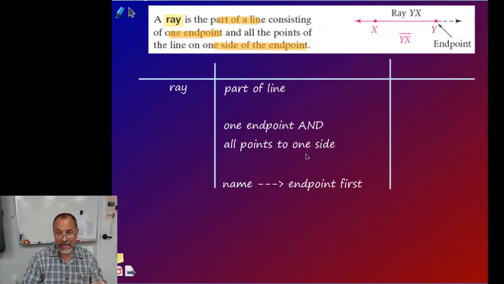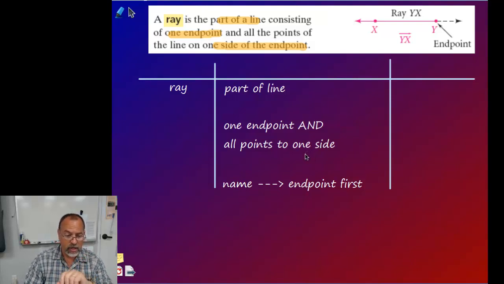Now, how do we name a ray? Okay, we have to be able to name these. So we're going to use two letters and we have to put the endpoint first. Now this is very, very important because this is different than naming a line segment. You remember when we name a line we can use two letters and the order didn't matter. We could use line AB or line BA, still the same line, no different. With a line segment we used the two endpoints, A and B. And again, the order didn't matter. Segment AB, segment BA, it's actually the same segment.